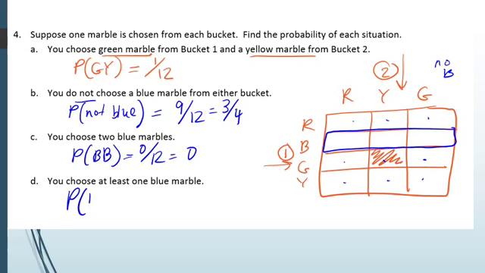And finally D, you choose at least 1 blue marble. So P, I'm just going to use 1B here. And again, this whole column right here, this is blue-red, blue-yellow, blue-green. So there's 3 outcomes that have a blue in them. So that's 3 out of 12, or 1/4.